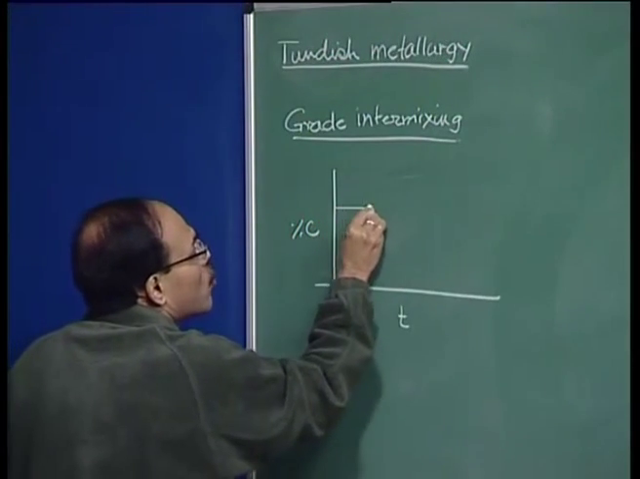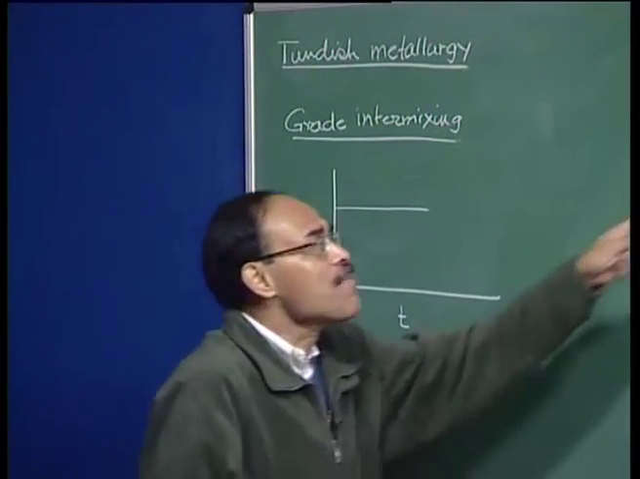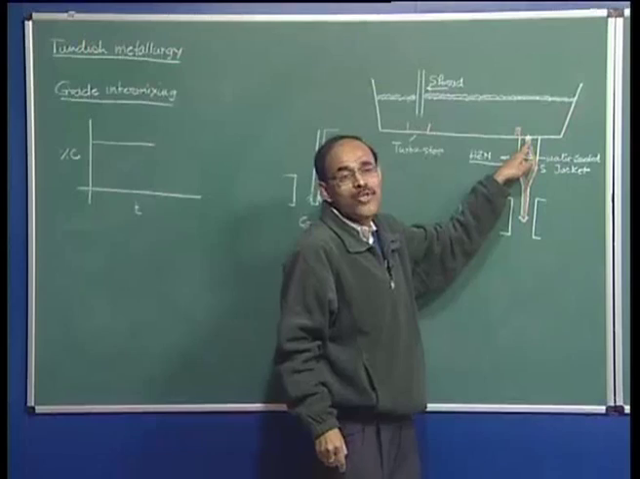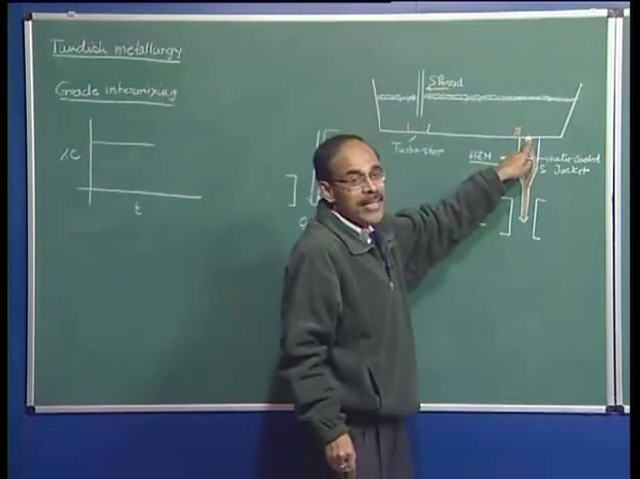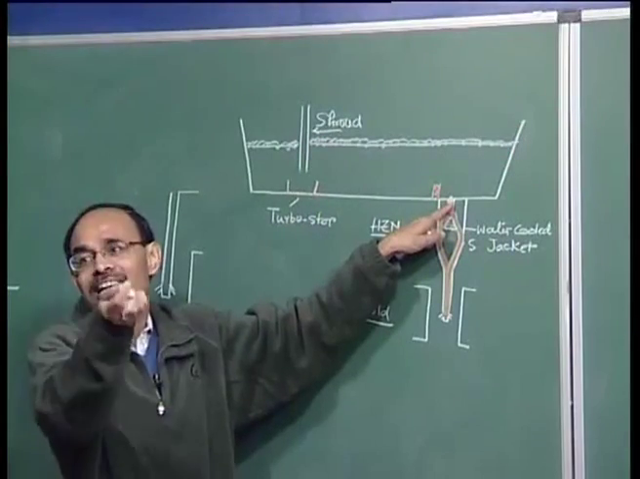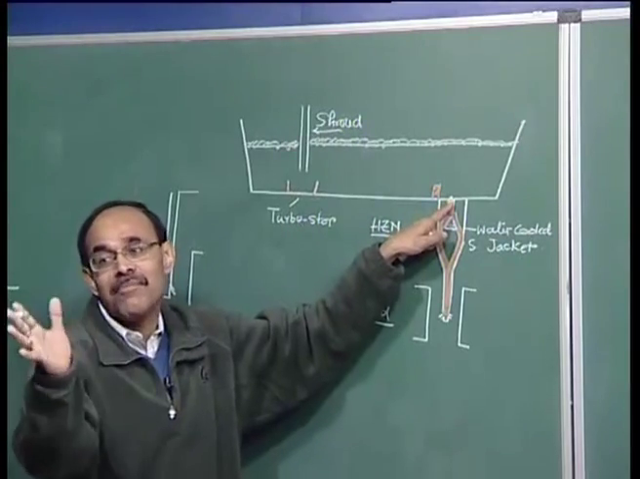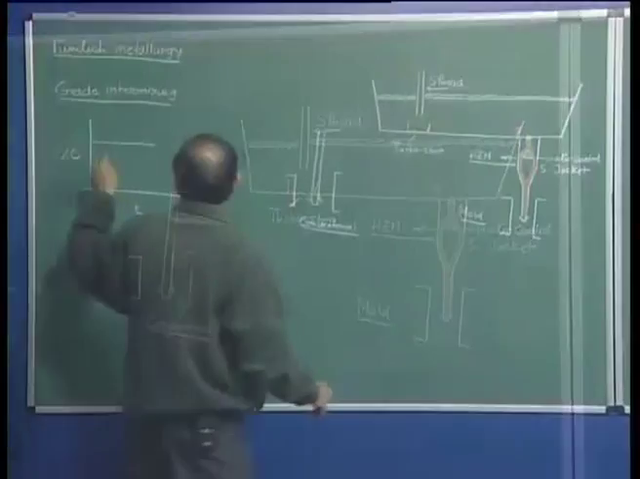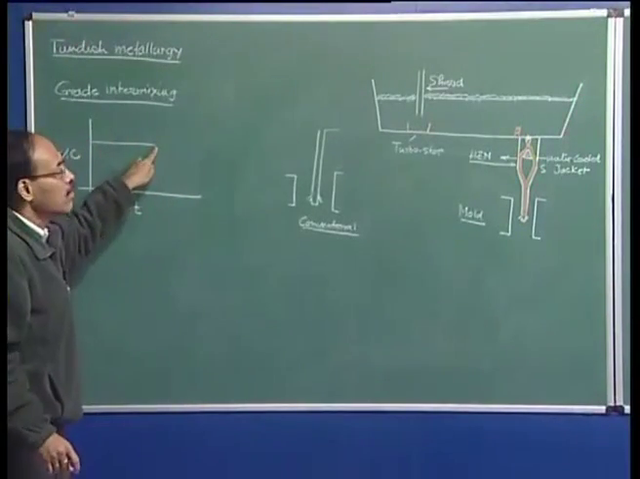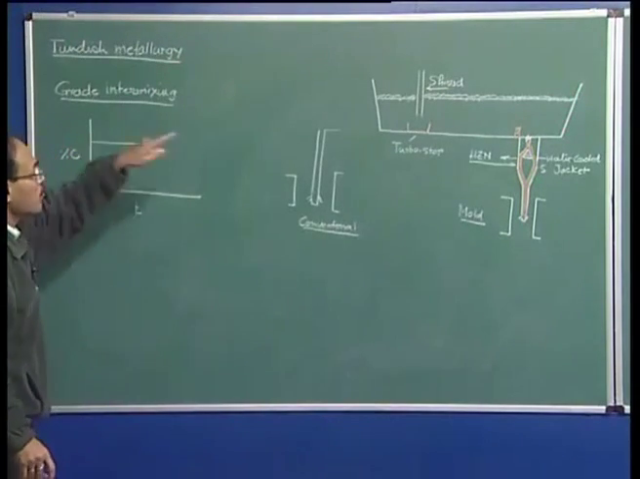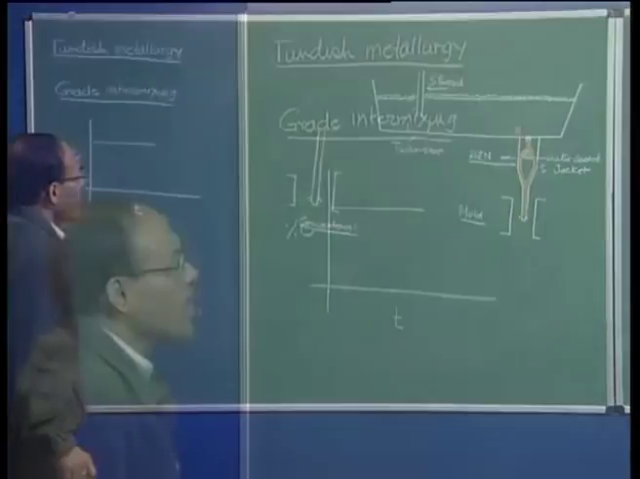Percentage carbon remains constant because the same grade of steel is being cast, its composition is uniform. So, if I take samples and keep on analyzing those samples as a function of time, I will see no variation. So, this is the composition of the said steel.